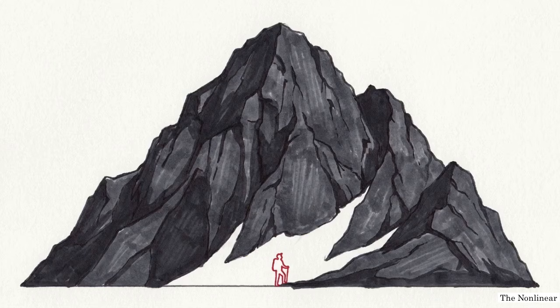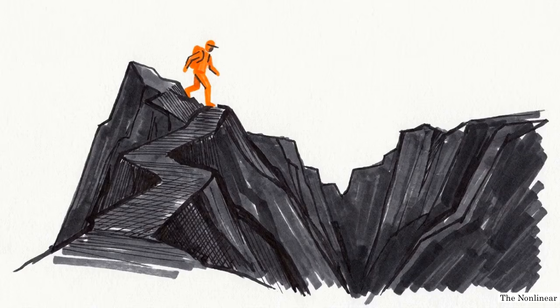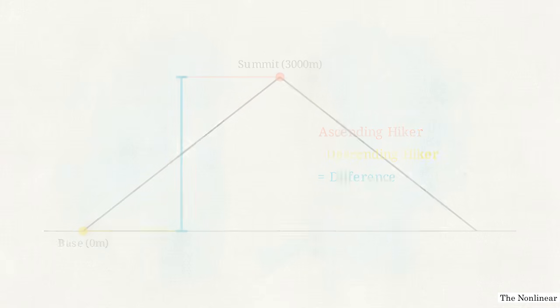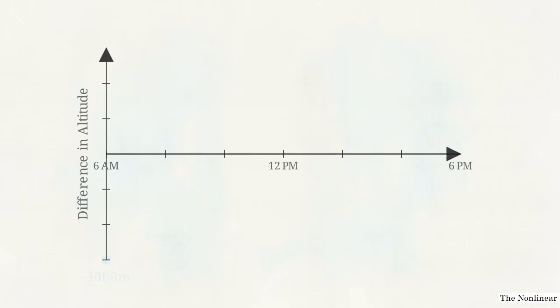Imagine 2 people climbing the same mountain on the same day. One starts at the base and hikes up. The other starts at the summit and hikes down. Was there a specific moment when they were at the exact same altitude? Instead of tracking 2 separate paths, we defined a new mathematical relationship. We subtract the descending climber's altitude from the ascending climber's altitude. This is a difference function.